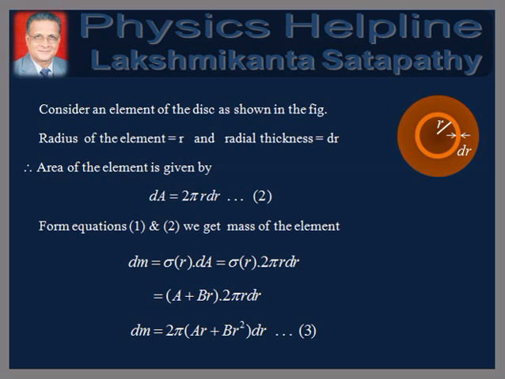Using equations 1 and 2, we get mass of the element dm is equal to sigma(r) into dA, which is equal to sigma(r) into 2 pi r dr, which is equal to (A plus Br) into 2 pi r dr. Therefore, dm is equal to 2 pi into (Ar plus Br square) into dr.